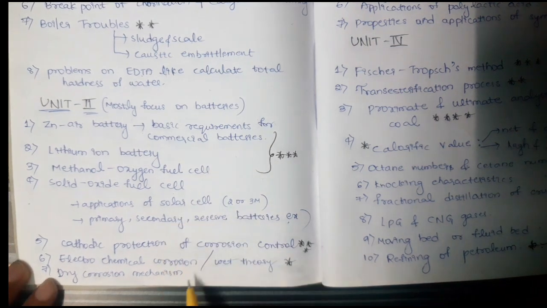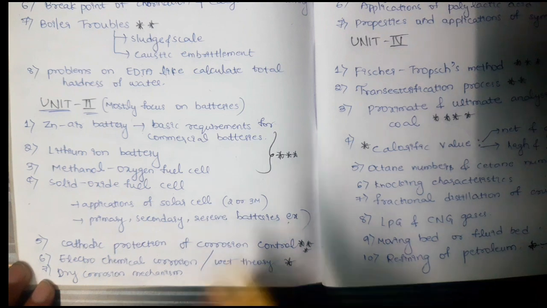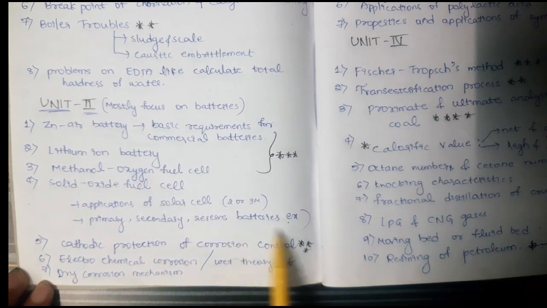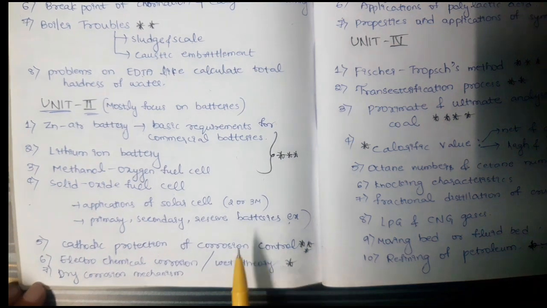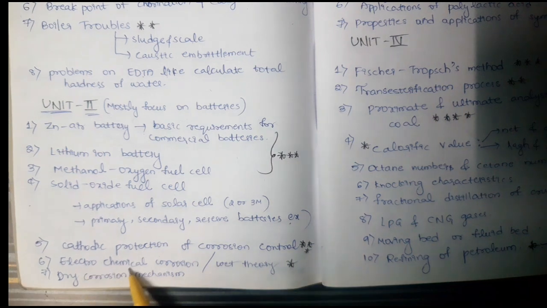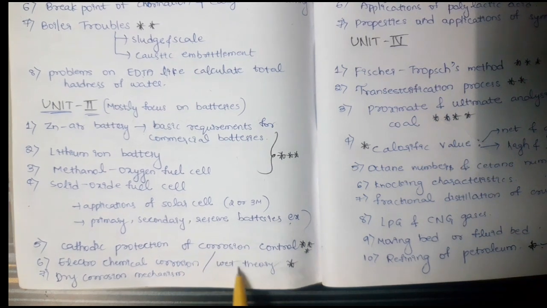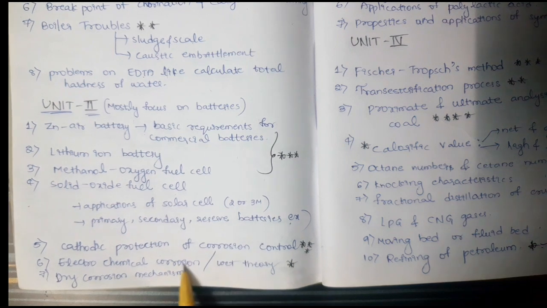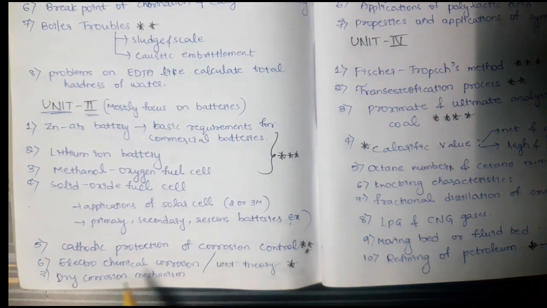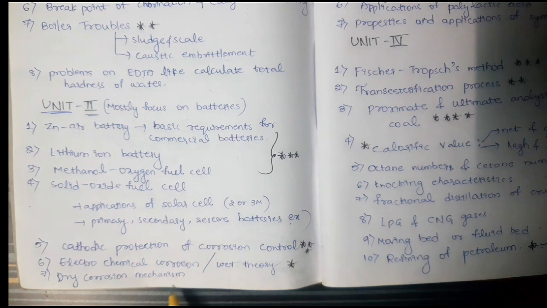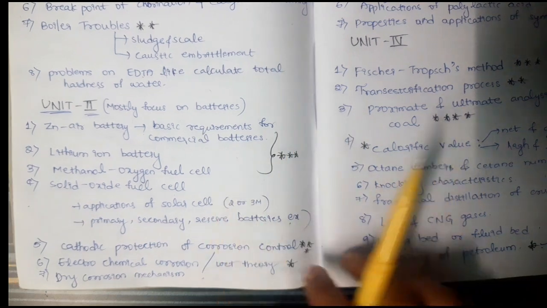And next, for the corrosion topic, you have cathodic protection and corrosion control. This is very important. Prepare this first in corrosion. And next you have electrochemical corrosion, which is also called wet theory. Don't get confused. These are the same topics with different names. And there is the dry corrosion mechanism. It is not repeated, but maybe there is a chance it can be repeated. So these are the topics.